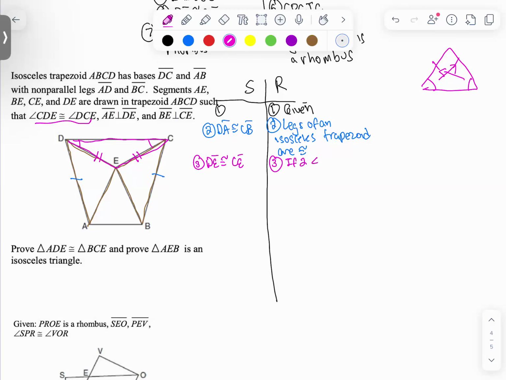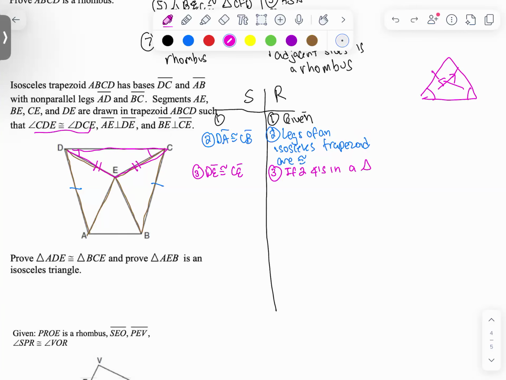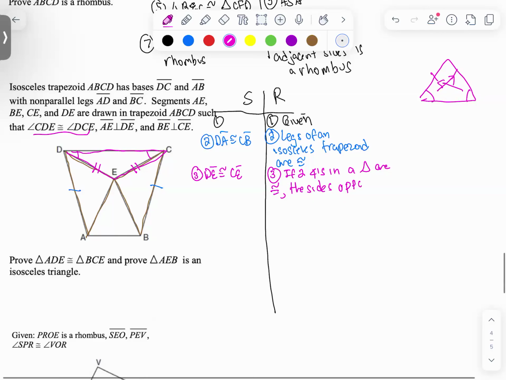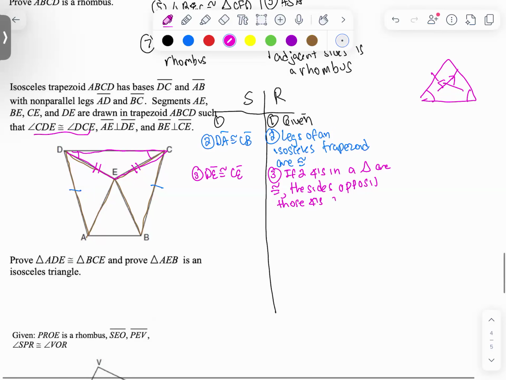If two angles in a triangle are congruent, the sides opposite those angles are congruent.